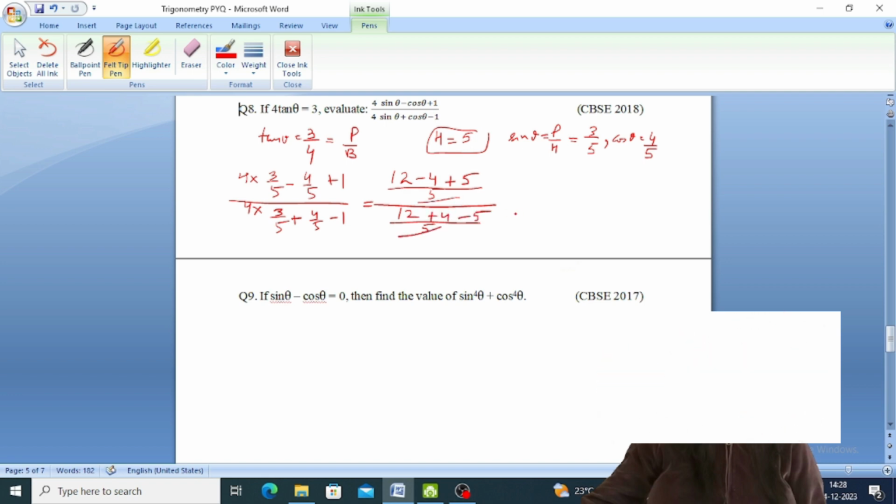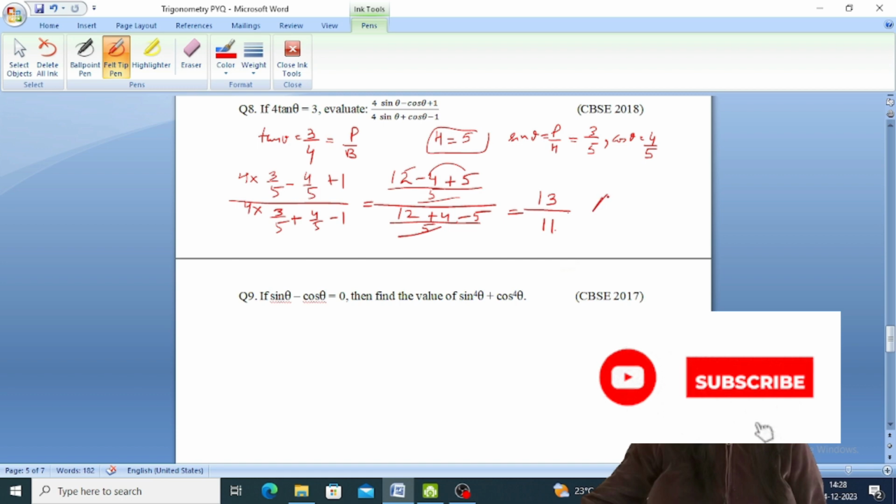This 5 cancels with this 5. This is 12 and 5 minus 4, 1. So 12 plus 1 is 13. And this is 12 plus 4, 16, minus 5, that is 11. So 13 upon 11 is the answer for this question. Moving to the next question, very important, question number 9.